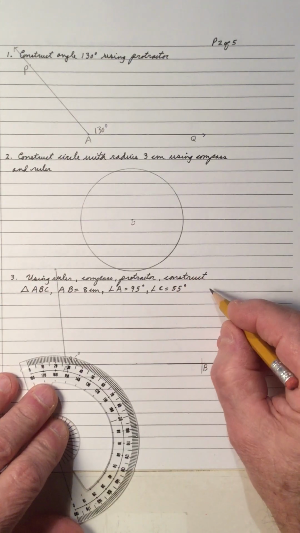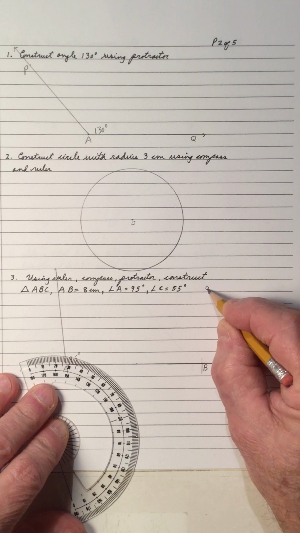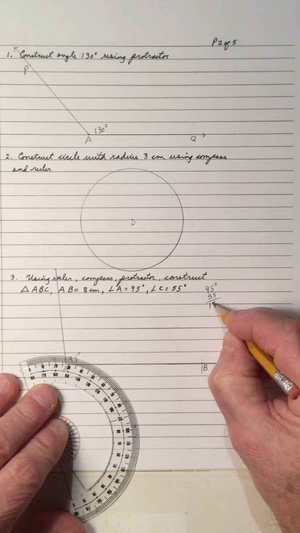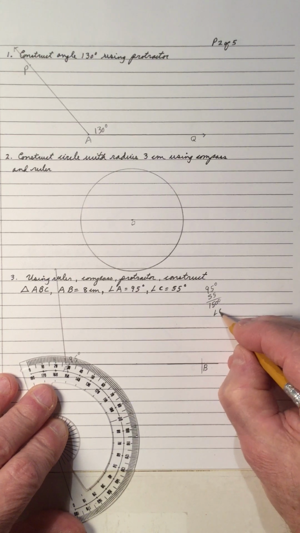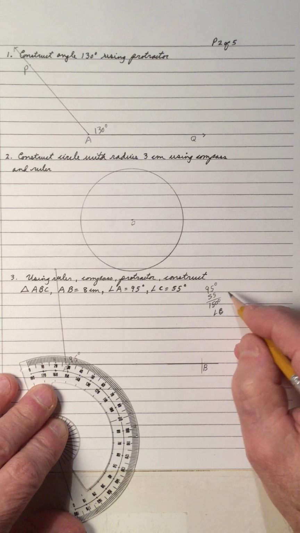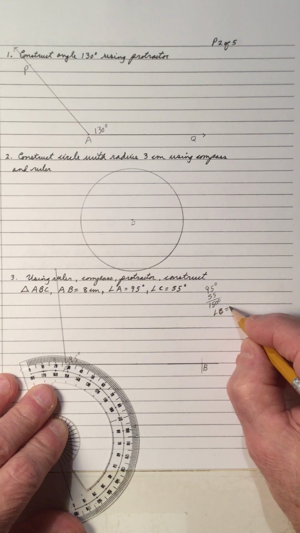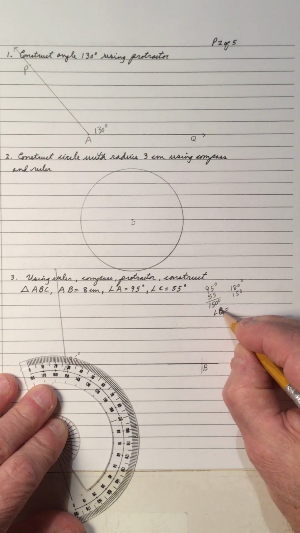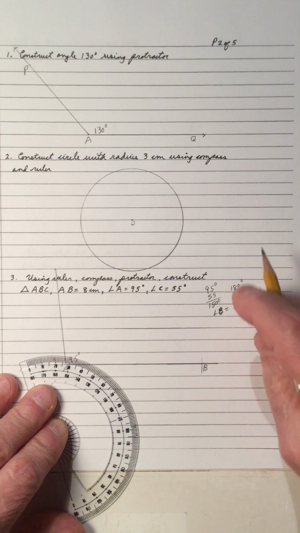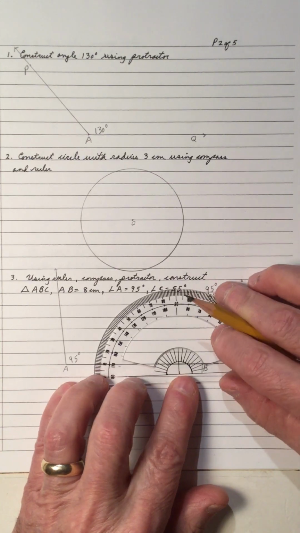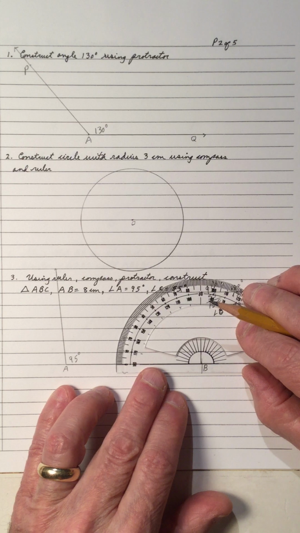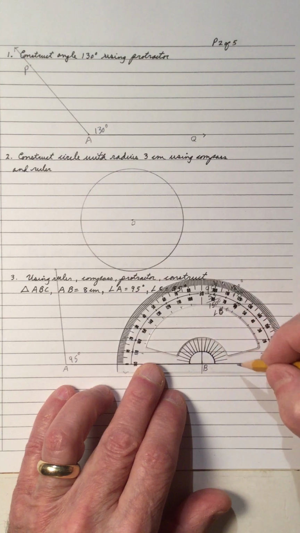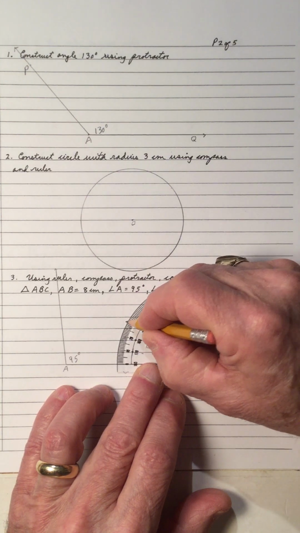So the best thing to do is to take 95 and 55 and add them together, and that gives us 150. That means that angle B, the third angle, is 180 minus 150, so angle B is going to be 30 degrees. So at B, I construct an angle of 30 degrees. Now we're rotating up here, 30 degrees, not rotating this way, so 30 is right here.